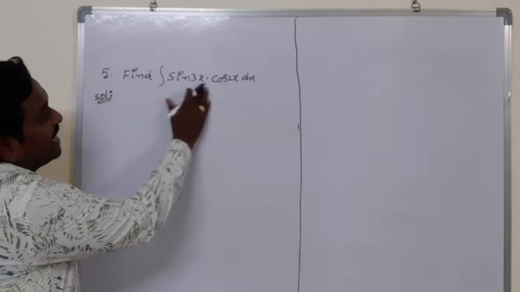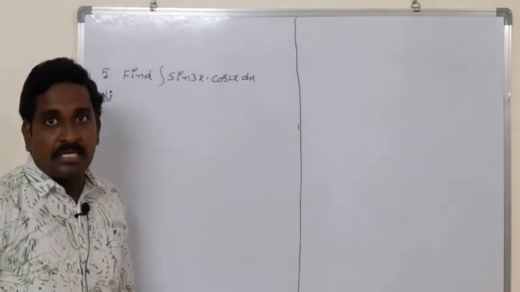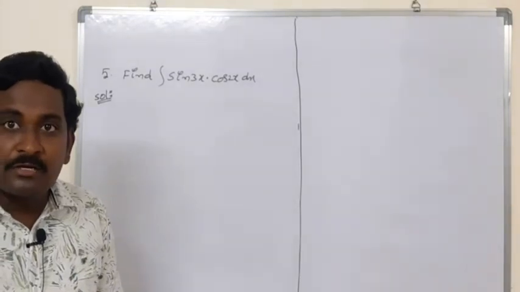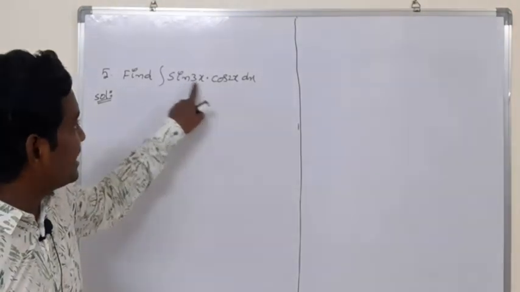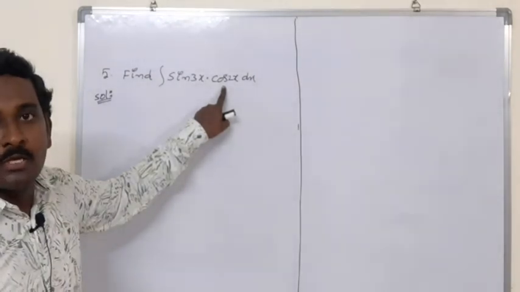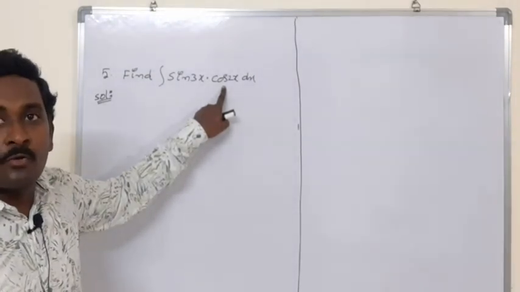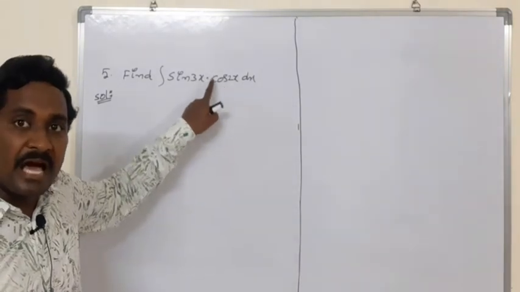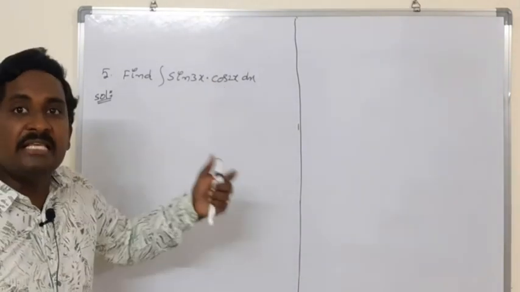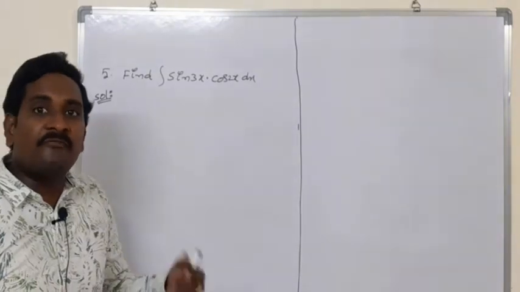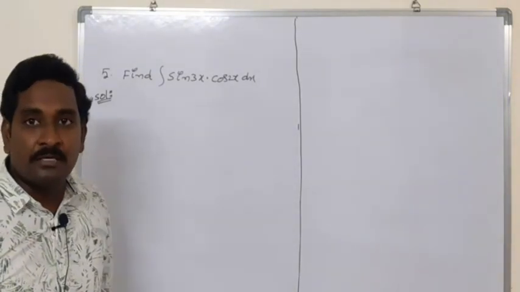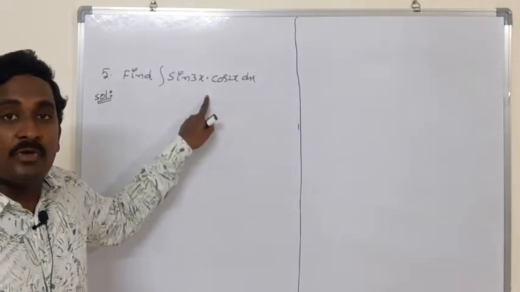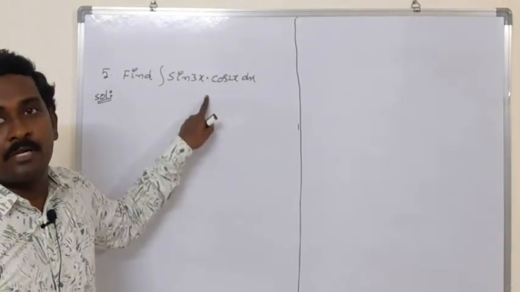Find integration of sin 3x into cos 2x dx. Clearly we are observing that inside the integration, trigonometric terms are in product: sin 3x into cos 2x. Whenever two terms are in product, we are unable to apply linear property. If there is a plus sign or negative sign between them, we can easily separate the terms and find out the integrations individually. But there is a product in between them.